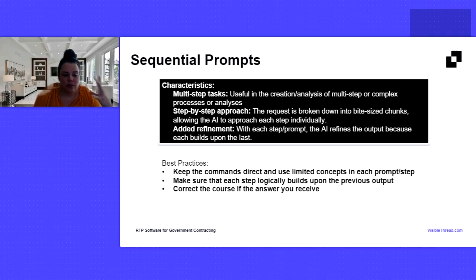So sequential prompts are going to break things down systematically. You're going to start with kind of a question or request. You're going to keep the steps very simple, and you're going to build on the answer each time, directing the AI down the path in the way that you want it to take. So essentially making sure that you're following the path appropriately and not taking any side steps into information that's not relevant, but then building on the response to continue to either get to the desired outcome or make what you're generating more robust. So looking at characteristics, always useful in the creation analysis of multi-step or complex processes.